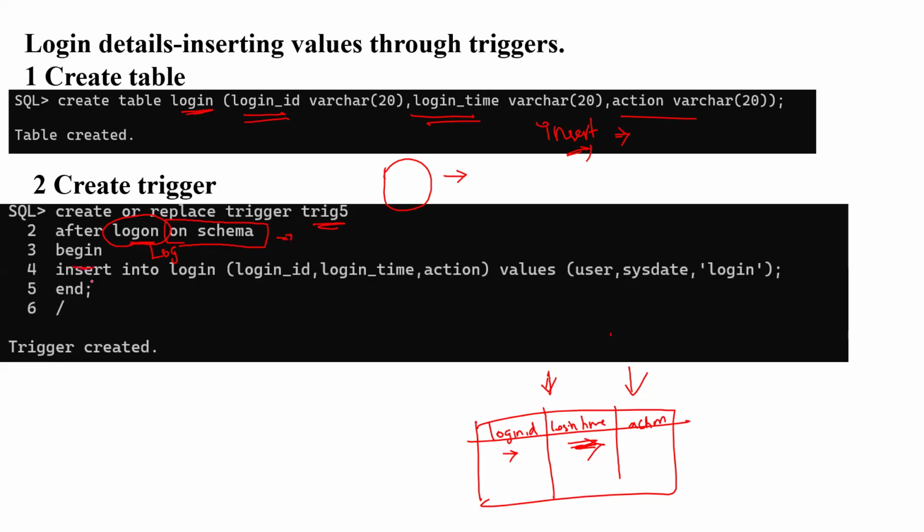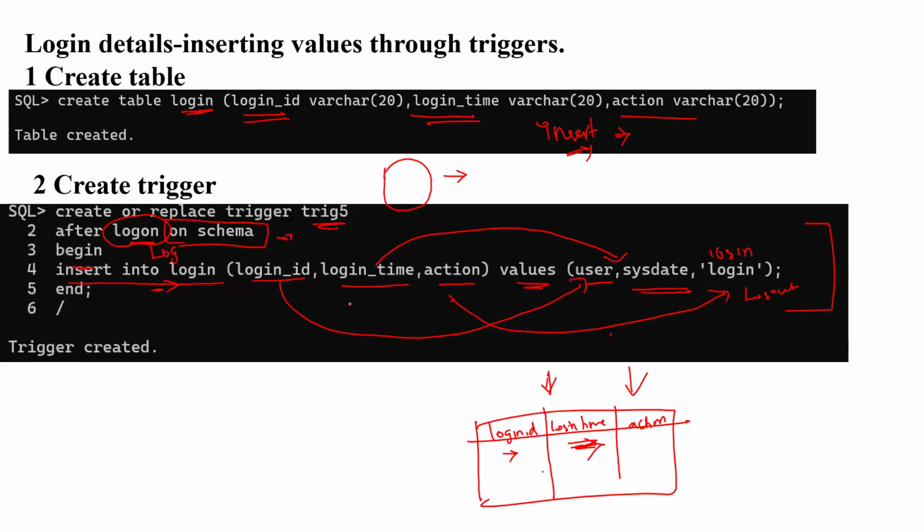Begin is the execution part: insert into login. So we are making the trigger to insert the values inside the table. Login ID, login time and actions are the columns I have given. The values are user, so the login ID will be the username of your SQL system. Login time will be SYSDATE, which fetches the time and date of your system, and the action was login. If I give logout, your logout will be fetched. So the trigger was created.